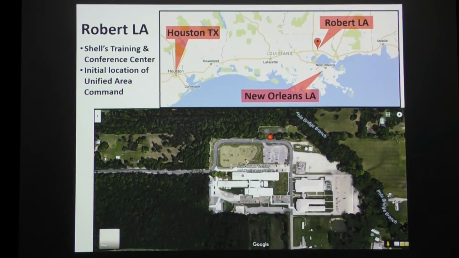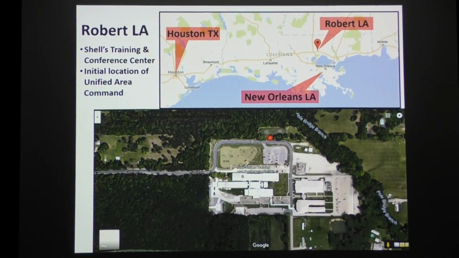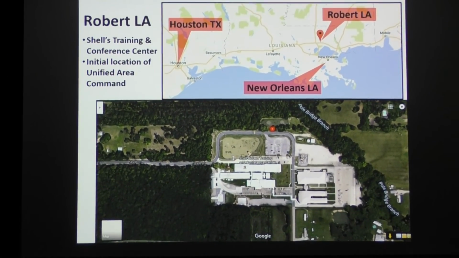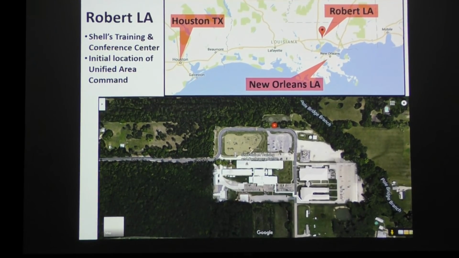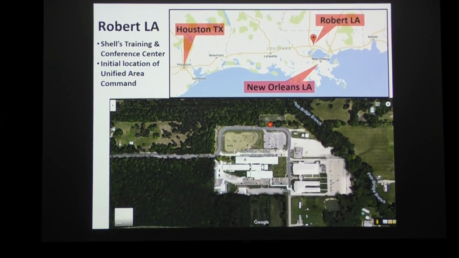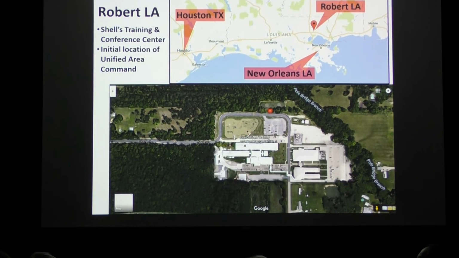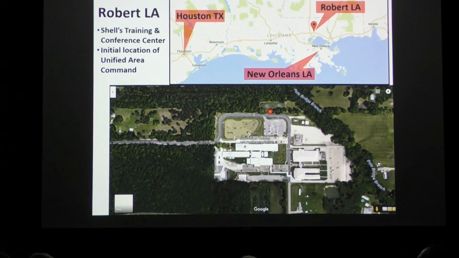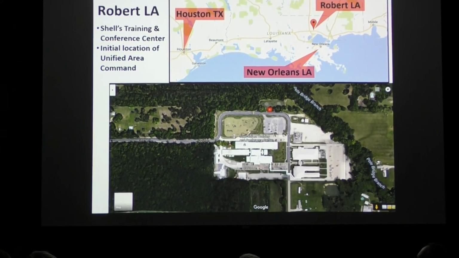So when I arrived in Robert, which was on that Friday night, the pressure from the media and the politicians was really intense, and was especially intense on the Coast Guard. And that political pressure, they really effectively transmitted it to the rest of us.